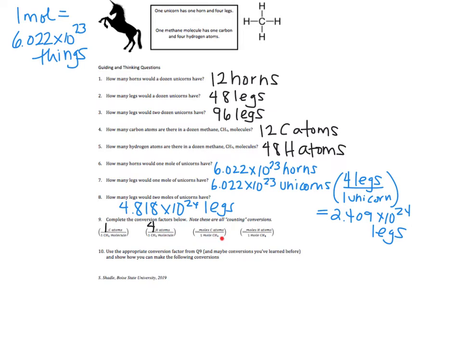But what if I had a whole mole of methane? Well, if I had a whole mole of methane, that would be 6.02 times 10 to the 23rd of the molecules. That also means I would have 6.02 times 10 to the 23rd carbon atoms. And so that would mean I would have 1 mole of carbon atoms. And likewise, I would have 4 moles of hydrogen atoms if I had a whole mole of methane molecules. So we're going to practice using these conversion factors by looking at the problems on the next page.